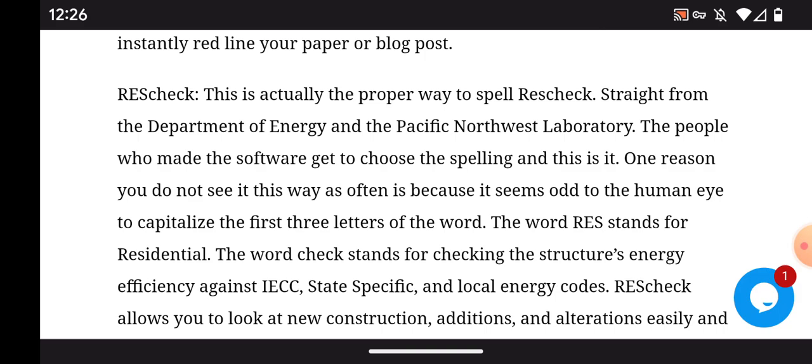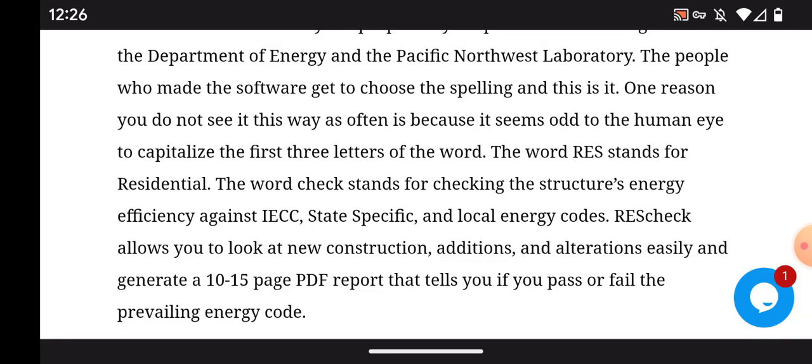Capital R, capital E, capital S, check. This is the proper way to spell Rescheck, straight from the Department of Energy and the Pacific Northwest National Laboratory. The people who made the software get to choose the spelling. And this is it. One reason you don't see it this way as often is because it seems odd to the human eye to capitalize the first three letters of a word.